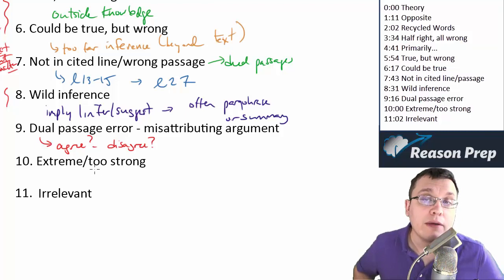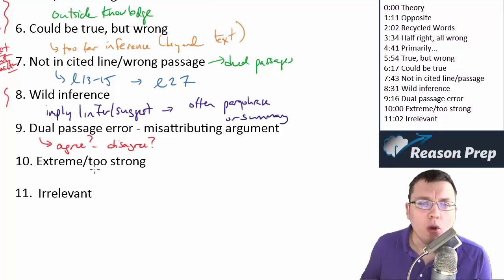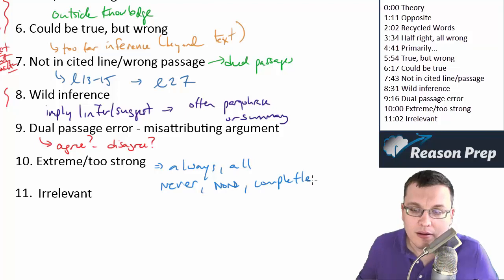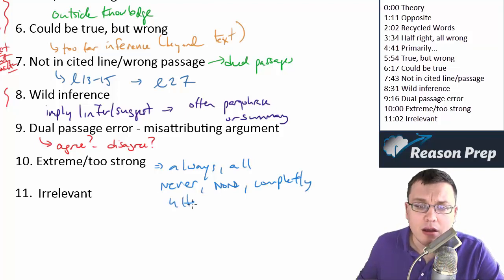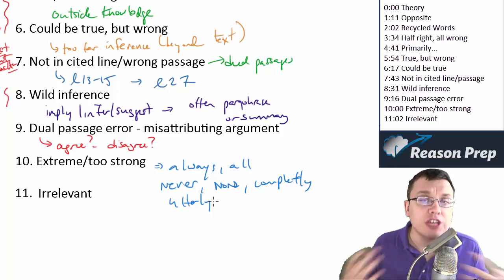Extreme or too strong language. We've seen this as well. Choices that are too strong or use too extreme language, when that extreme language is not clearly supported by the text, cannot be the answer. So some example words to look out for are words like always, all, never, none, completely, utterly, right? Words like that, right? Where it's totalizing, where it's overgeneralizing.